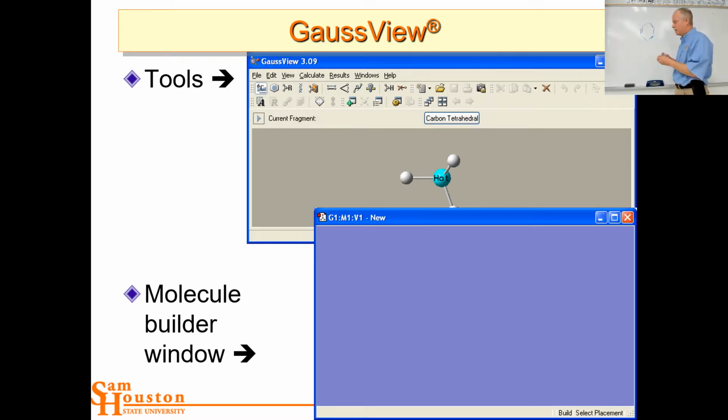Now, one thing that's interesting is that GaussView will show these double bonds, single bonds, and so on, but this is a really troubling thing to say to you, okay?